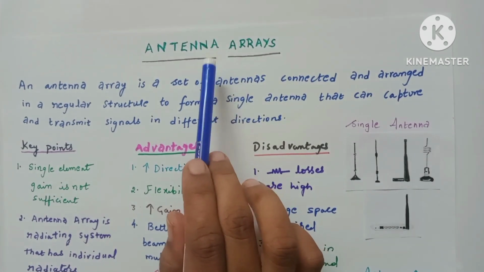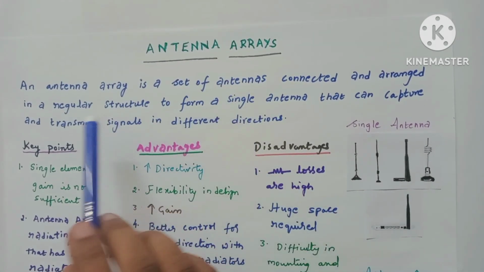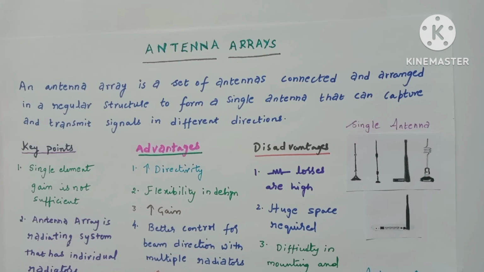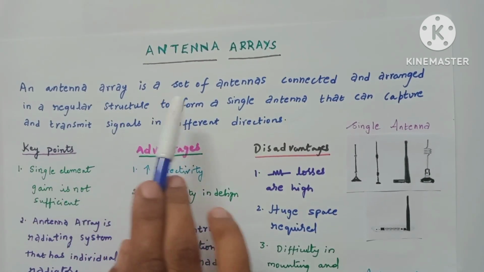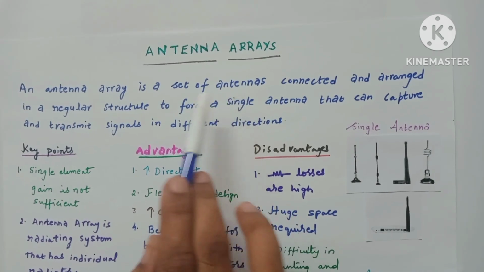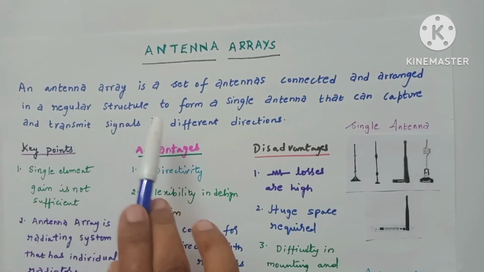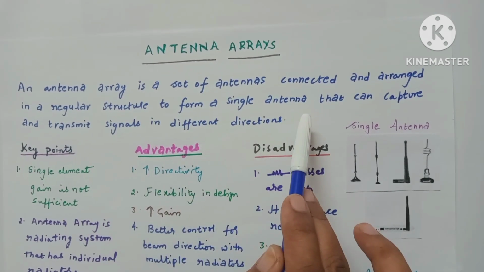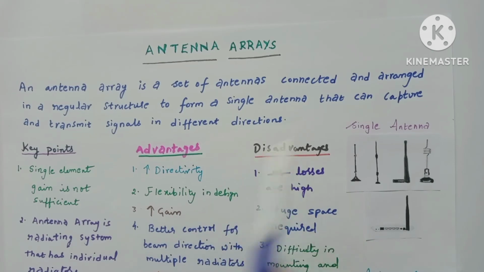First we may get a doubt: why do we need to use antennas as a group? Before clarifying that, first we will see the definition of an antenna array and then move to the concept. An antenna array is a set of antennas or group of antennas connected and arranged in a regular structure to form a single antenna that can capture and transmit signals in different directions.